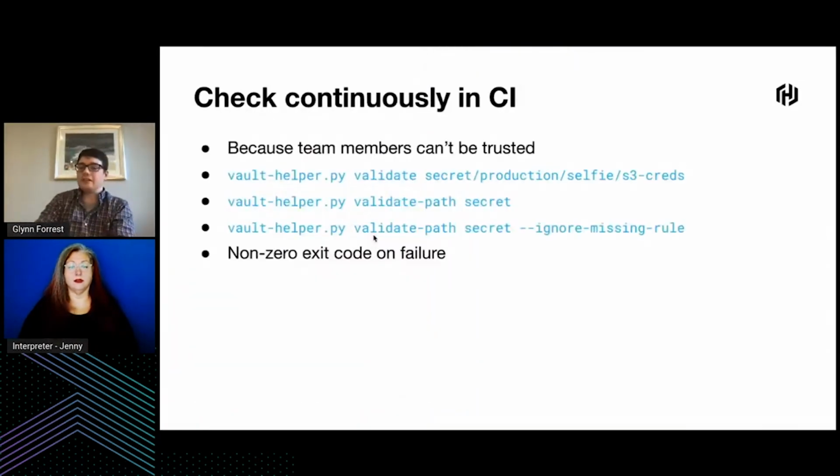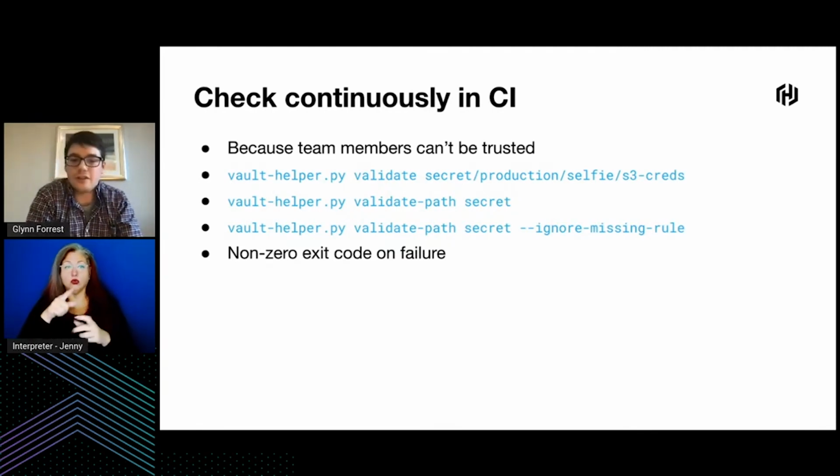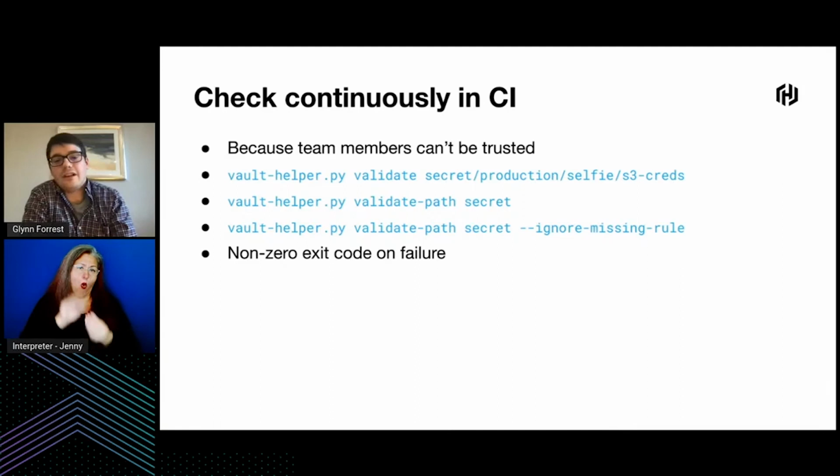Now that we've got a script that's working, why not run it in CI? It's something I've been experimenting with. You could run this as often as you like to validate that secrets inside of Vault are in the right place and with the right structure. You could validate just one secret or an entire key value engine, and you could even use the ignore missing rule flag to only validate stuff that you know about.